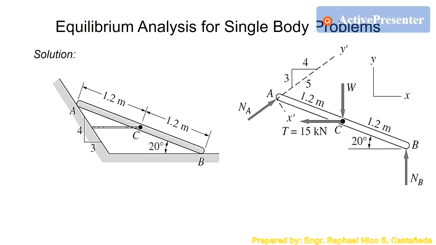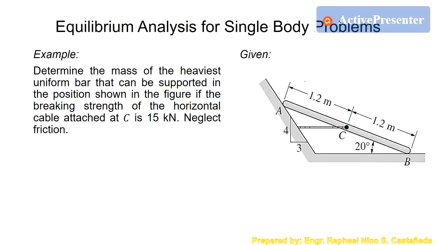So, to do that, let's create a free body diagram. The free body diagram is like this. So we have here the weight of the bar, which is unknown, and the tension. To make it the heaviest possible bar, we will need to use the maximum value of the tension force, which is 15 kilonewtons. Then we have the normal reaction at A. So we will change the slope. It will be 4 in the horizontal and 3 in the vertical because it is forming a 90-degree angle. Then we have the normal reaction at B.